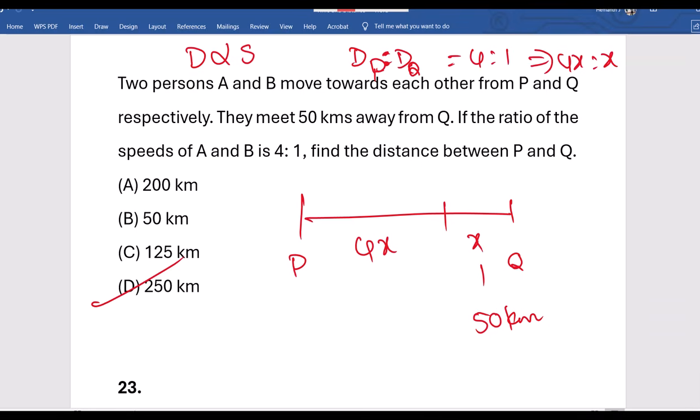How can you decide x is 50? What they said? They met 50 kilometers away from Q. So this is the meeting point. Distance from Q to meeting point is x, and they have given 50. What is the total distance? 5x. So 5 into 50, answer 250 kilometers. So we discussed some questions when speed is constant, distance constant.